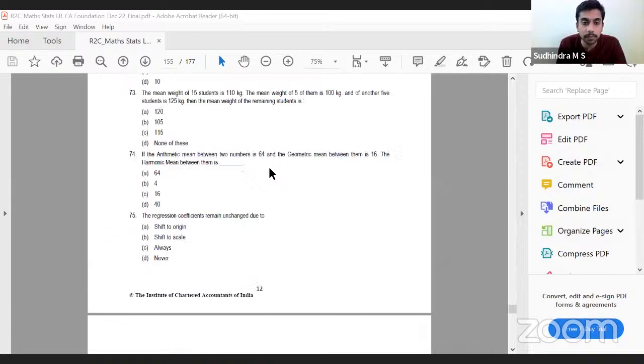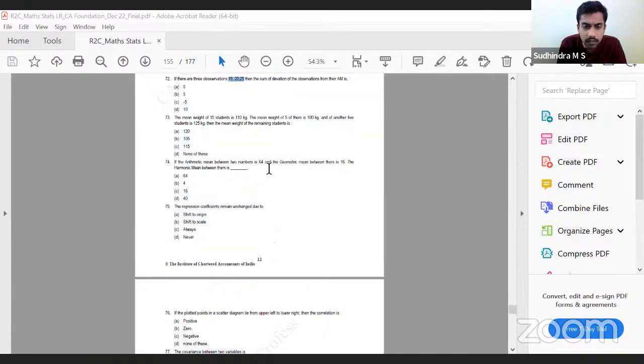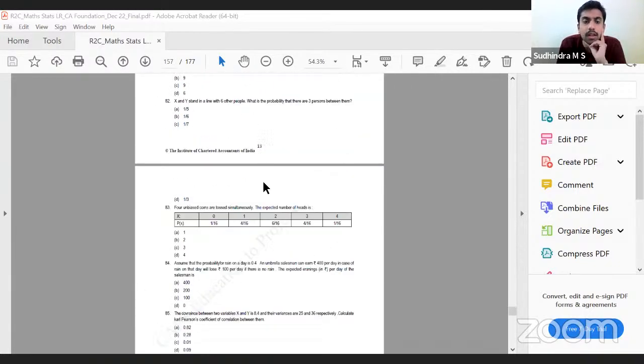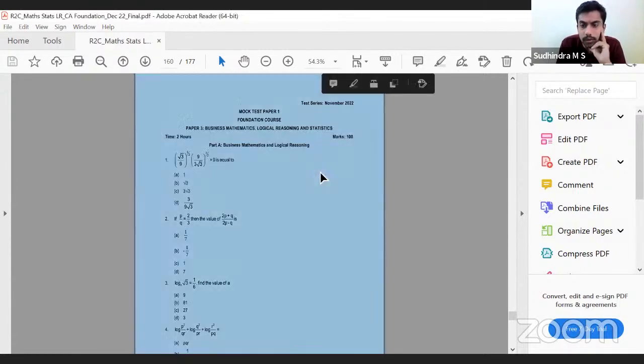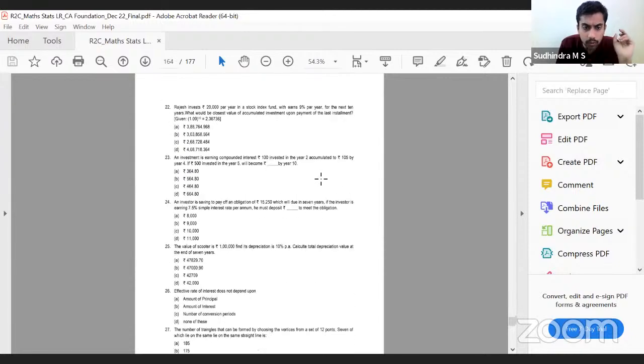So this is March 22. Now the last paper, which is the recent one, November 2022. November 22.